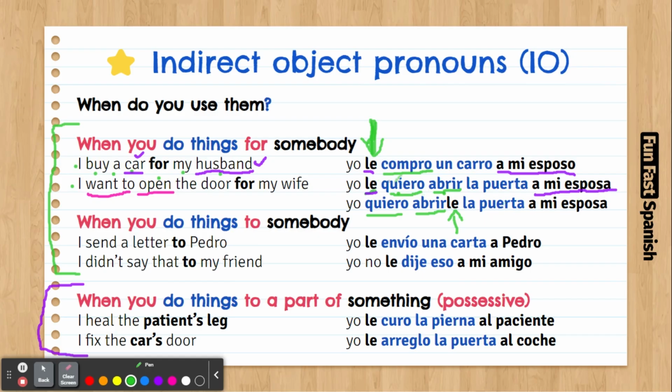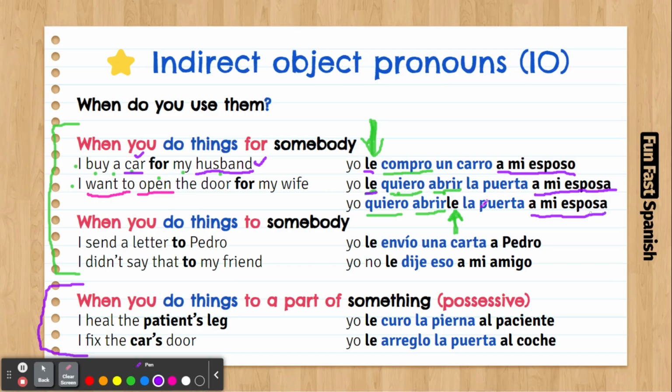So you can say yo le quiero abrir, yo quiero abrirle. Because you have two verbs in a row, this le can either go before or after. Both situations are correct. You can stick to one or just play with both as you like. If you like using different options, you can use both. Again, yo quiero abrirle la puerta a mi esposa. ¿A quién? A mi esposa.